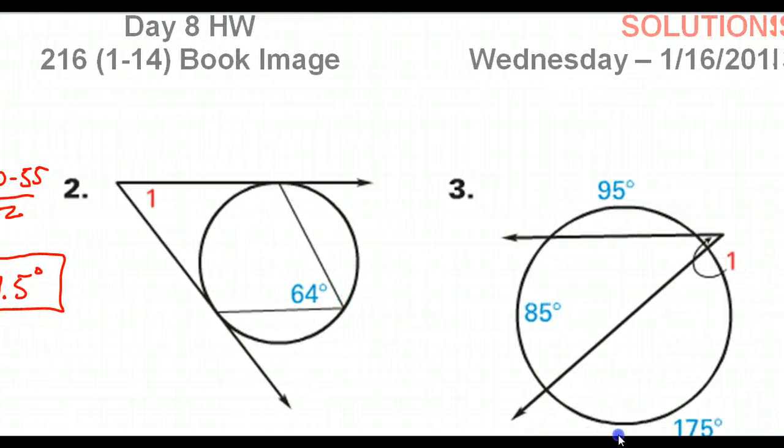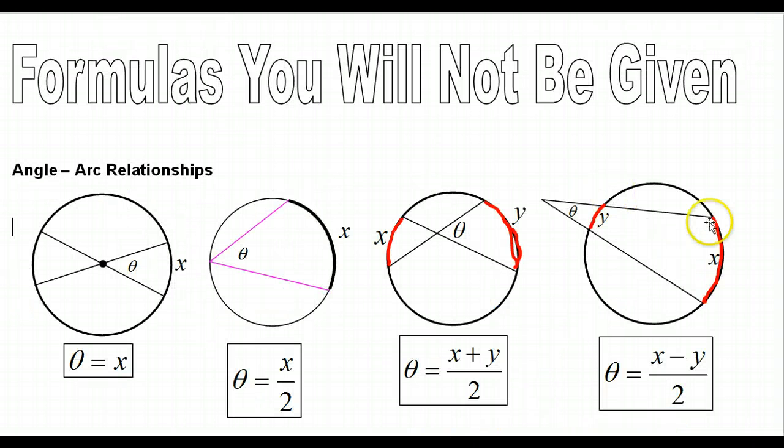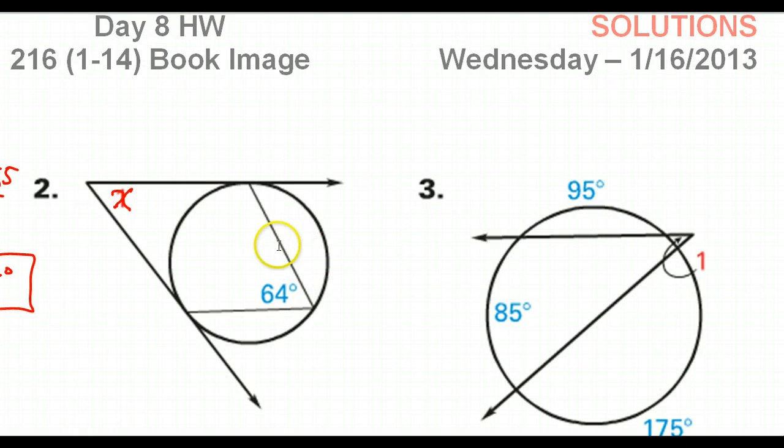Number 2, we have to find angle 1, which I'm going to call x. This angle is once again outside of the circle. So once again, I'm using this 4th formula. Big arc, angle equals big arc minus small arc divided by 2. So where's the big arc, where's the small arc? I'm going to color it just like I did before.